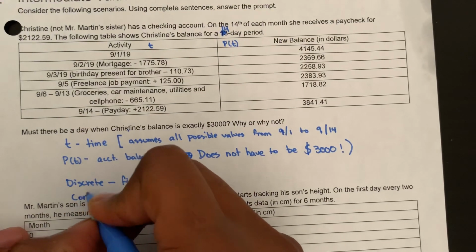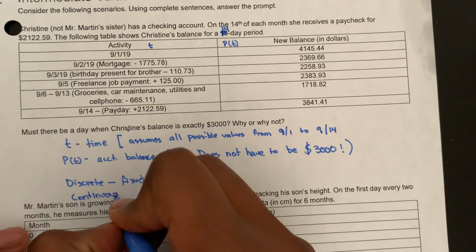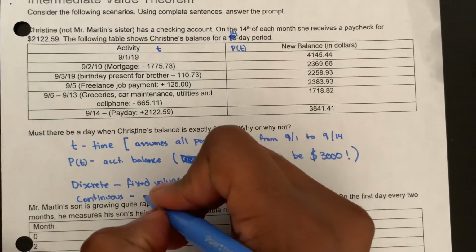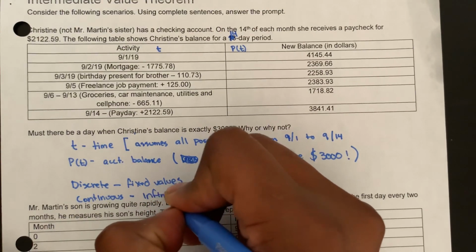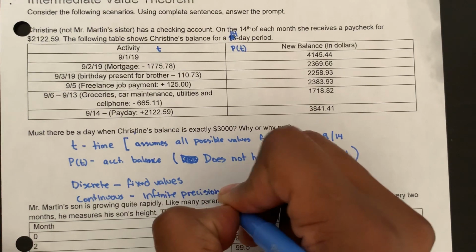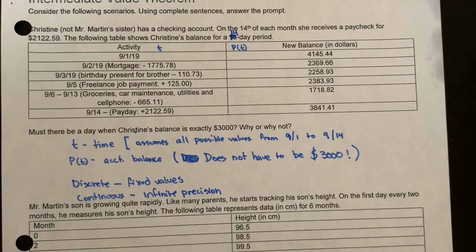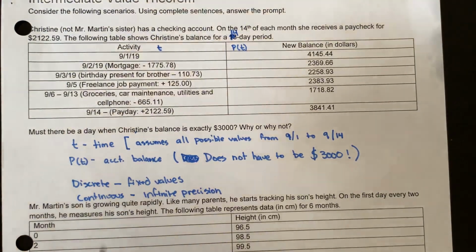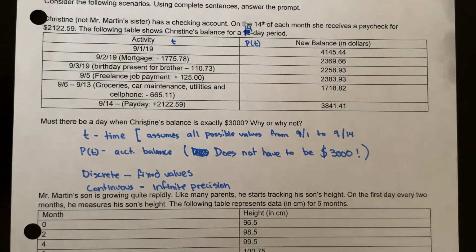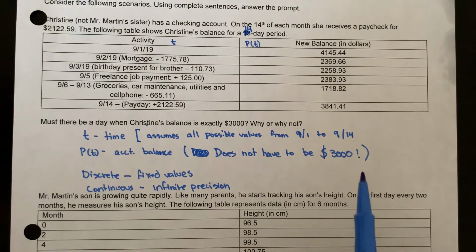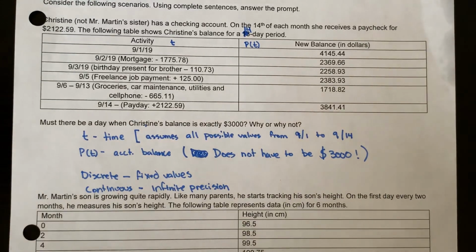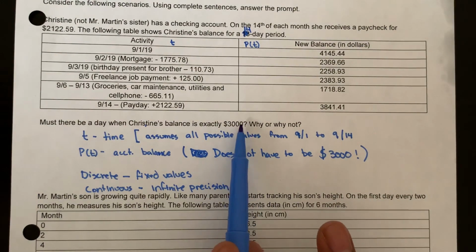A continuous value has infinite precision, if we want. Now we generally don't use continuous values because we only need to be so precise. So in the case of the first example, the answer is no. Christine's balance doesn't have to be exactly $3,000 because money is a discrete value. Money is a discrete value, meaning that she doesn't have to have exactly $3,000.